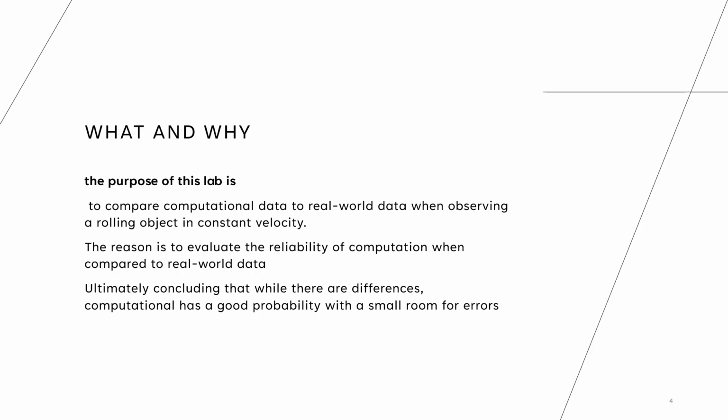Alright, what is this lab and why are we doing it? The purpose of this lab is to evaluate the reliability of a computational model when compared to real-world data, and we do that by observing a rolling object in constant velocity and then making a computational model of it. We ultimately concluded that while there are some differences between the computational model and the real-world data, it is ultimately a good predictor, and it can be very useful with very small errors.